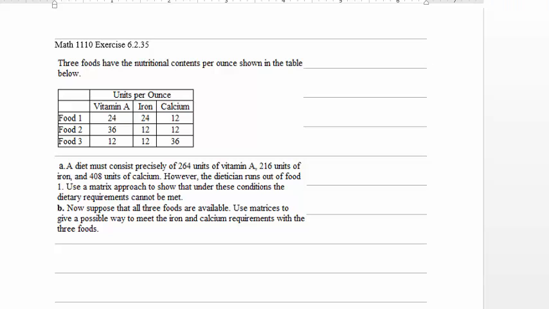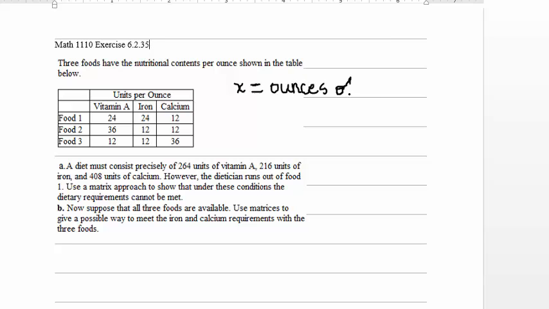Let's take a look at exercise 6.2.35. We have information about 3 foods, the nutritional content per ounce for vitamins A, iron, and calcium. A diet must consist precisely of 264 units of vitamin A, 216 units of iron, and 408 units of calcium. However, the dietitian runs out of food 1. Use a matrix approach to show that under these conditions, the dietary requirements cannot be met.